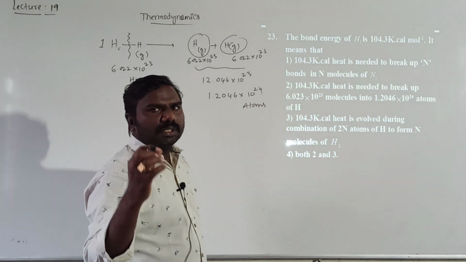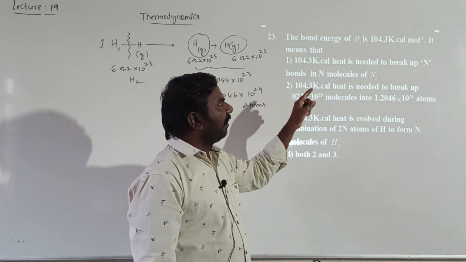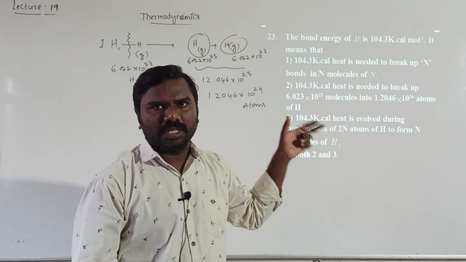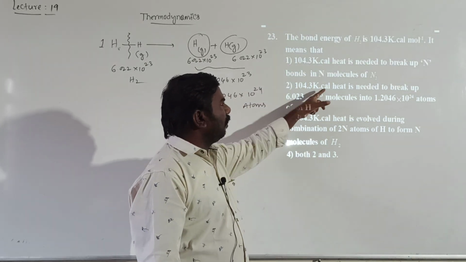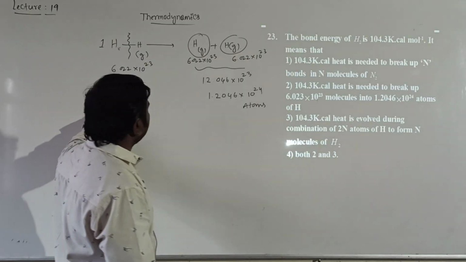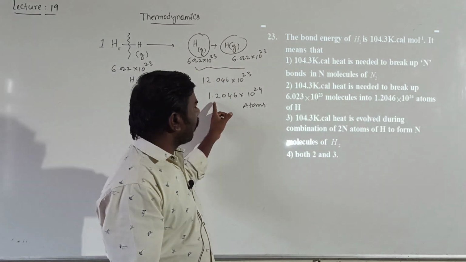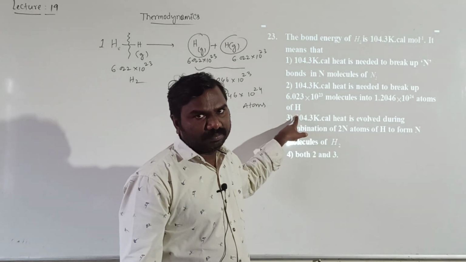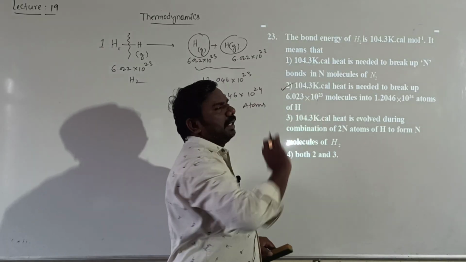Right, students? Now which is the right statement? Observe. 104.3 calories of heat is needed to break up nitrogen bonds. Nitrogen is not given, only hydrogen, that is why it is the wrong option. Second option: 104.3 calories of heat is needed to break up 1 mole, that is Avogadro number, of H2 molecules into 1.2046 into 10 to the power of 24 hydrogen atoms. This is what I wrote clearly, students. That is why it is the right statement.